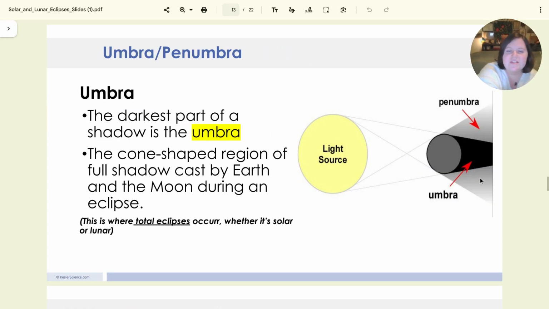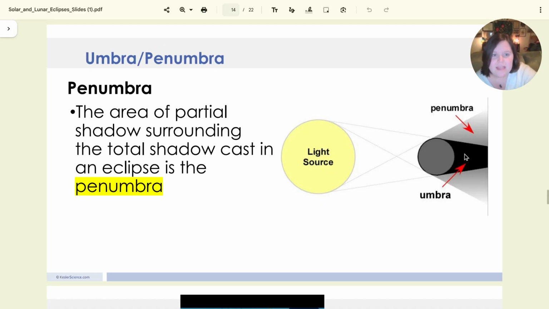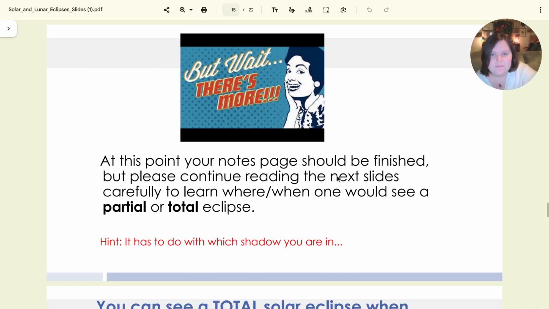So here's a diagram of that umbra. In this darkest part, right behind, in that deepest part of the shadow, concentrated shadow, that's the umbra. It's like a cone shape, like an ice cream cone, and the earth is the ice cream. And that's where it's a total eclipse. The penumbra is the less intense part of the shadow that would cause a partial eclipse. Okay? And the light source, in this case, is the sun, right?